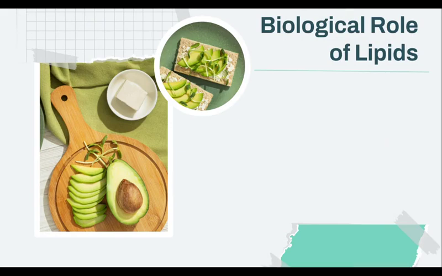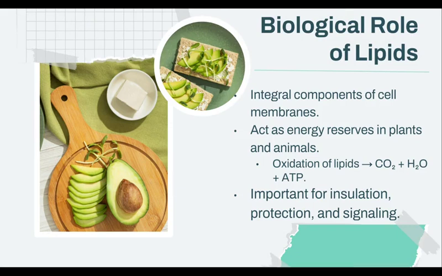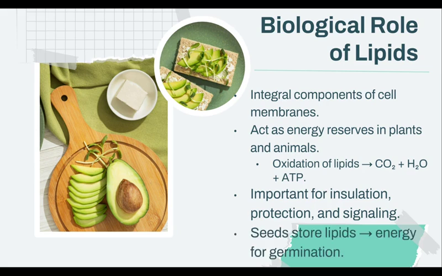So what is the biological role of lipids? Lipids are an integral component of the cell membrane. It is a main component in the cell membrane. And they act as energy reserves in plants and animals. When lipids are oxidized, they can release ATP. Lipids are also important for insulation, protection and signaling. An example is adipose tissue. And seeds store lipid, so lipid acts as an energy source for germination.